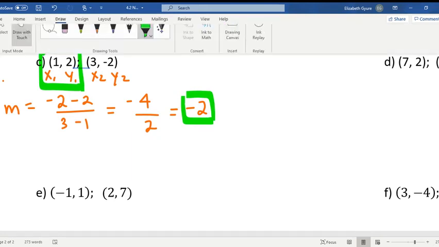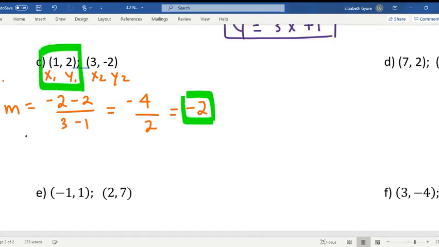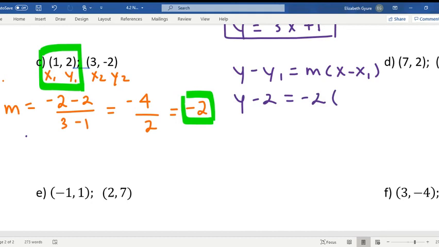All right. So now we're going to use our point slope formula. Remember that's y minus y1 equals m times x minus x1. Somebody help me. What do I do now? Aaron, you paying attention? Good. Help me out. What do I do now? Good. Y minus 2 equals -2. Excellent. Times x minus 1. Good. Y minus 2 equals -2 times x minus 1.